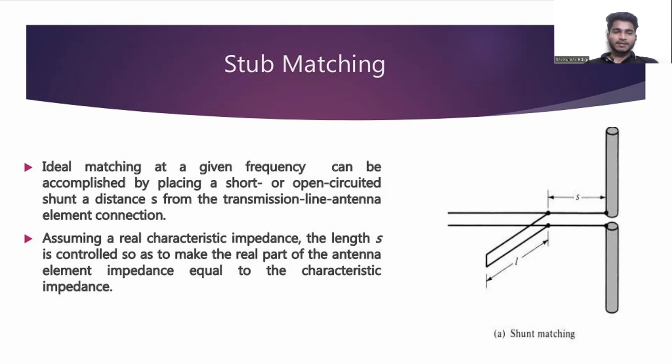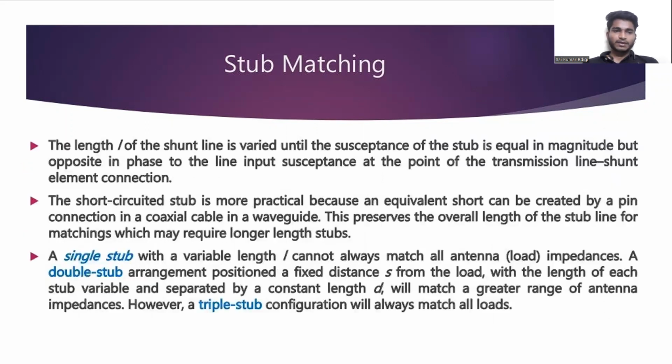Ideal matching at a given frequency can be accomplished by placing a short or open circuited shunt stub at a distance S from the transmission line antenna element connection. Assuming a real characteristic impedance, the length S is controlled so as to make the real part of the antenna element impedance equal to the characteristic impedance. The length L of the shunt line is varied until the susceptance of the stub is equal in magnitude but opposite in phase to the line input susceptance at the point of the transmission line shunt element connection.